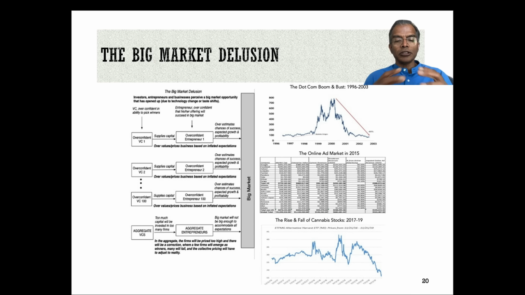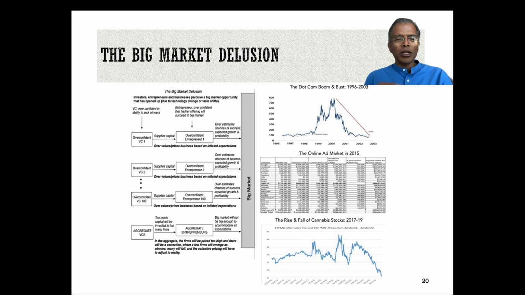And here's how it starts. It starts with a big market. It could be China, it could be AI, it could be .com. And when you have a big market, it attracts people who want to make money in the market, entrepreneurs, who tend to be overconfident people who think they can conquer the market. So you're an overconfident entrepreneur who attracts venture capitalists, who also tend to be overconfident, who think they've picked a winner and they're going after the big market.